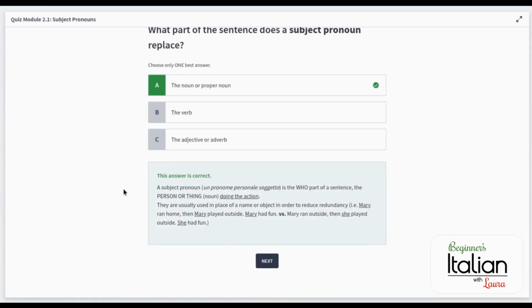A subject pronoun, or pronome personale soggetto, is the "who" part of a sentence, the person or thing, noun, doing the action. They're usually used in place of a name or object in order to reduce redundancy. For example, if you wanted to say, "Mary ran home, then Mary played outside, Mary had fun," you could use a subject pronoun in place of Mary by saying, "Mary ran outside, then she played outside, she had fun."